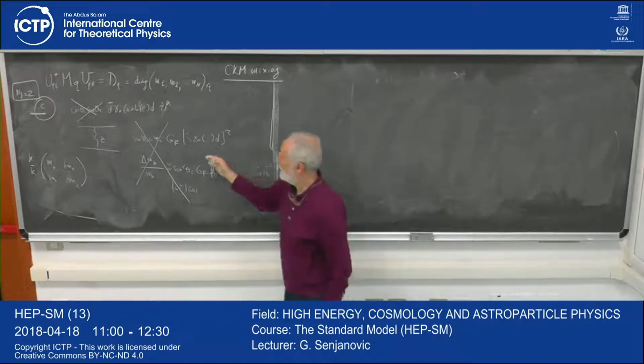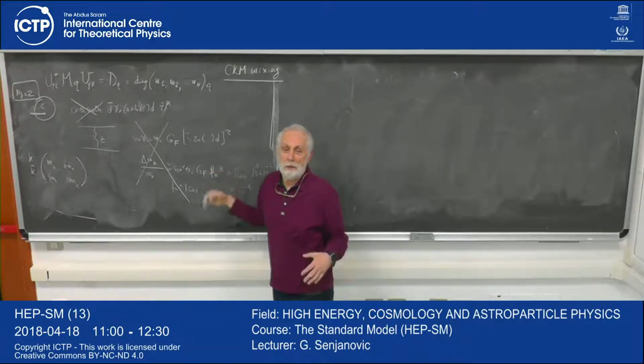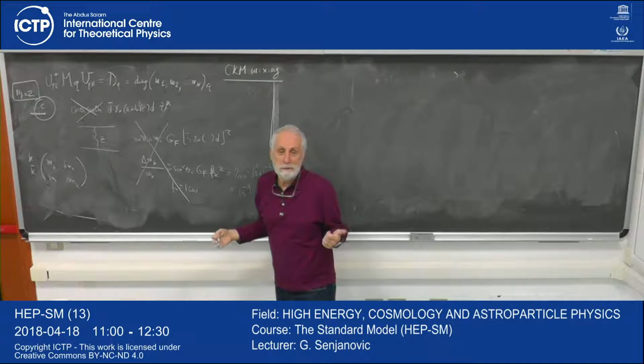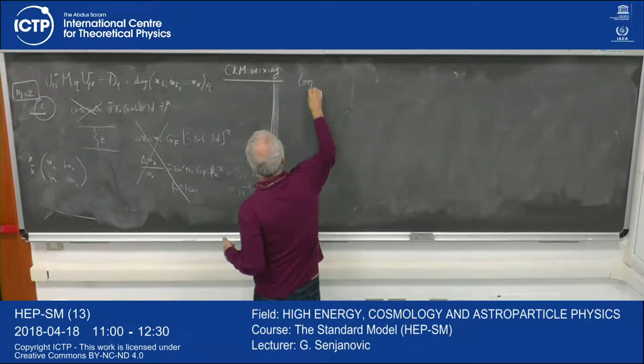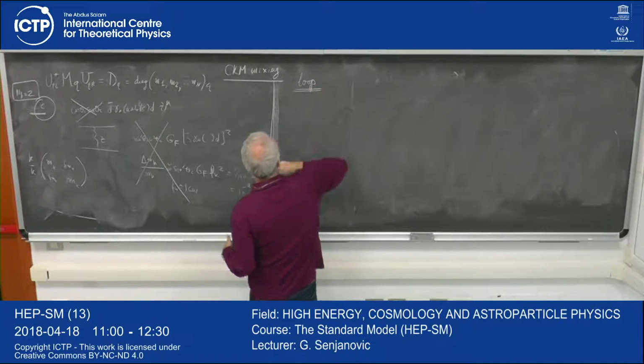So if it's 0 at tree level, I start at 1 loop. So let's look at the loop. Remember, I'm with 2 generations. I'm not looking at CP violation.